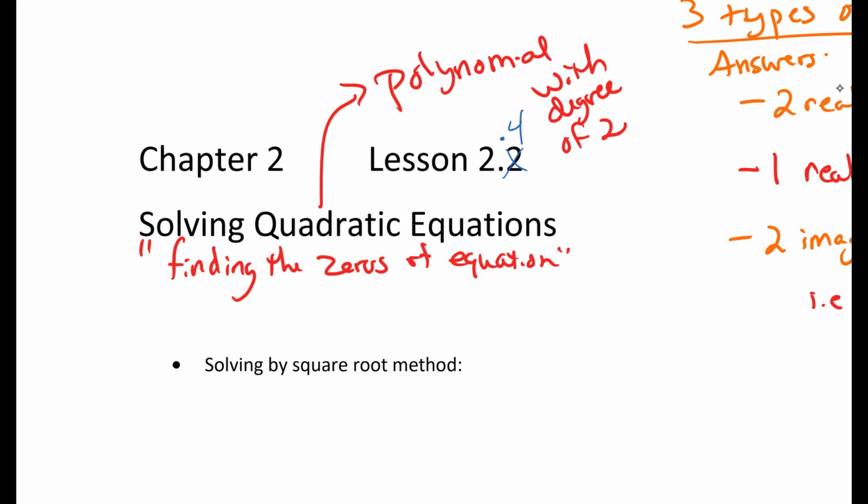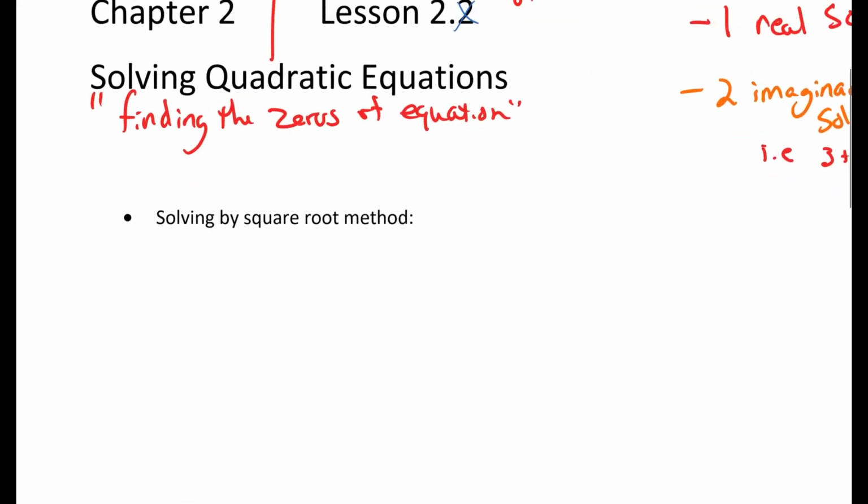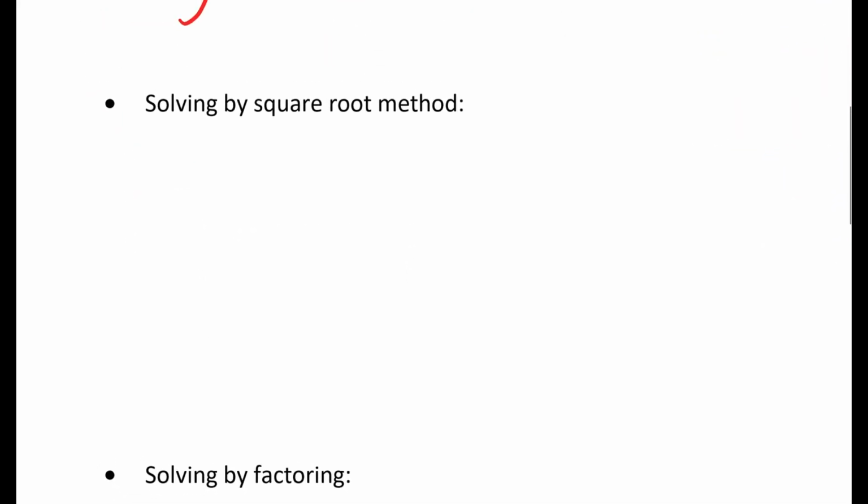But this is probably my favorite method, and I think this is the favorite method of everyone, solving by the square root method. And someone's like, what in the world are you talking about? Solving by the square root method. This is what I mean. It's when certain looks come up that you can work with. For instance, no matter what, you always isolate the squared term.